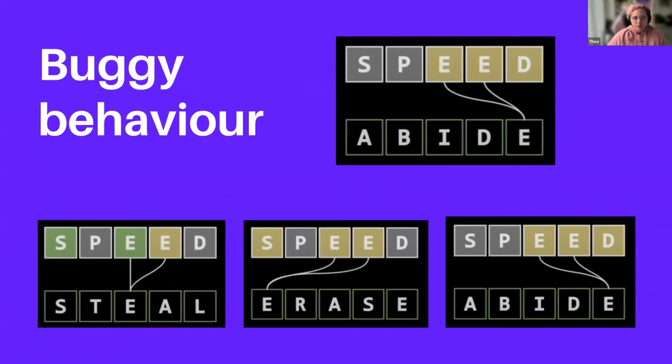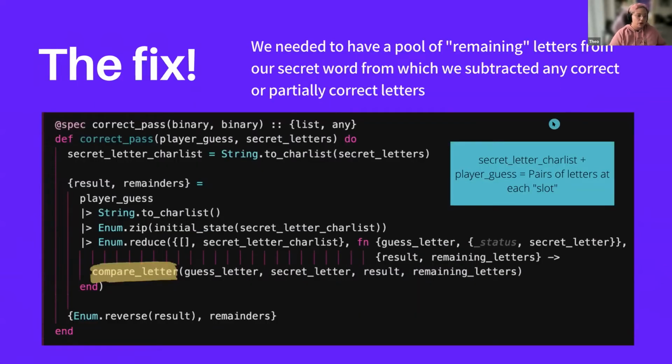The approach we took is that we had a pool of remaining letters from our secret word. As we iterated over the letters in our user's guess, we would subtract any correct or partially correct letters from that pool, so that any letters that were further assessed were correctly assessed against the letters remaining in the secret word rather than all possible letters in the secret word. You can see here a little bit of the function that we've written. It relies on this compare letter helper function, which I'll show you on the next slide.